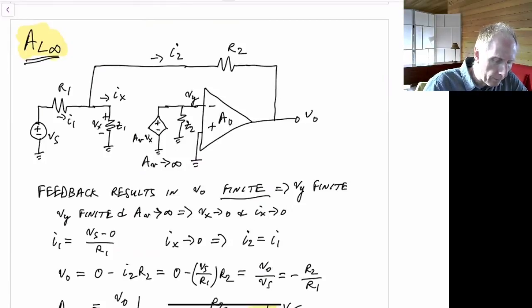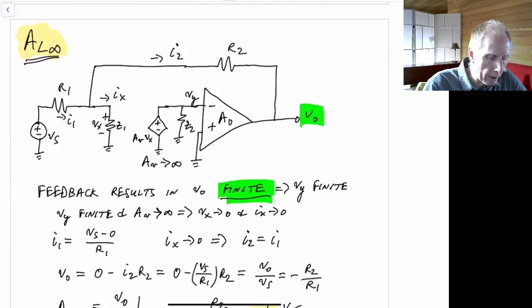Because it's negative feedback, Vout will still remain finite. Remember, if A0 went to infinity, we'd have an ideal op amp, and we'd have a virtual ground at the negative terminal, but Vout would still be finite. So Vout with proper negative feedback, even though we've inserted a gain here that goes to infinity, still remains finite.